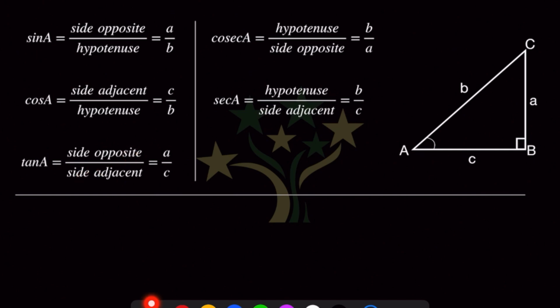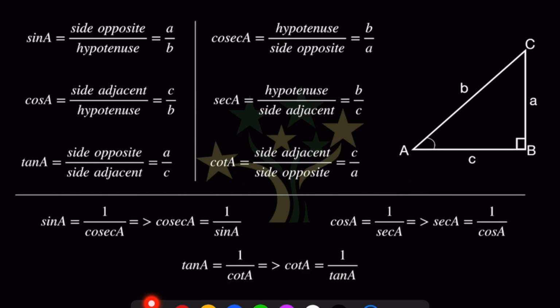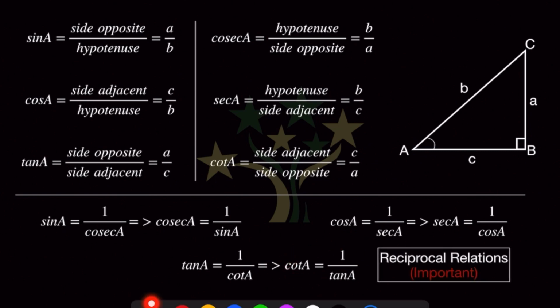Tan A is given by side opposite by side adjacent. For angle A, the side opposite is A and the side adjacent is C. So tan A is A by C. What if we inverse this? When we inverse tan A, we get cot A, which is side adjacent by side opposite. So sin A is equal to 1 by cosec A, or cosec A is equal to 1 by sin A. Cos A is equal to 1 by sec A, or sec A is equal to 1 by cos A. Tan A is equal to 1 by cot A, or cot A is equal to 1 by tan A. These are called reciprocal relations, and these are quite important from the examination point of view because you will be using them to solve your identities.